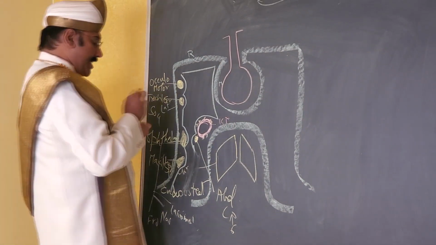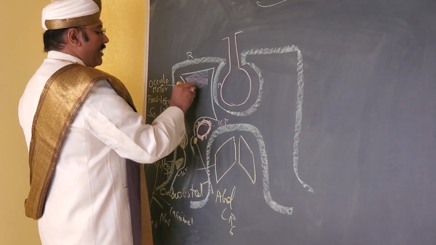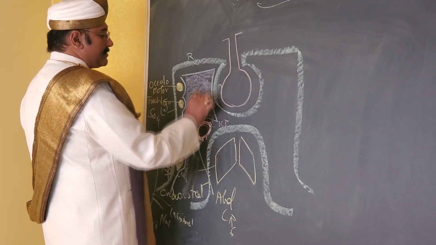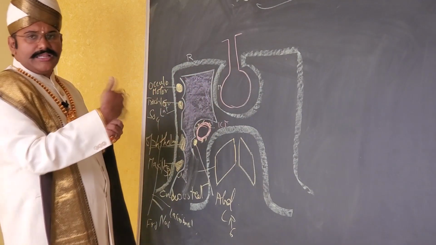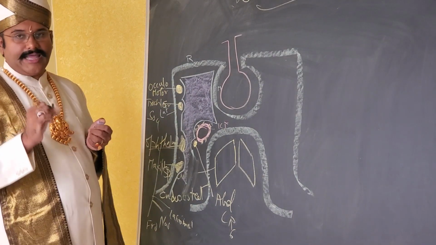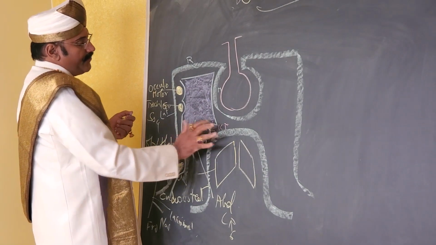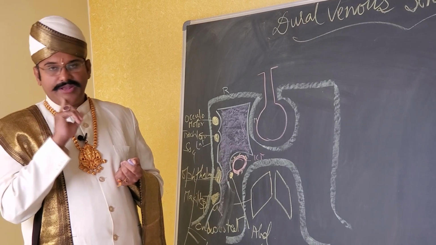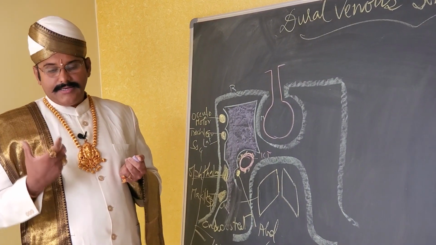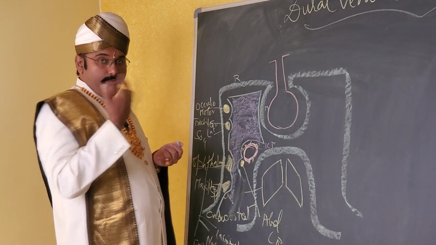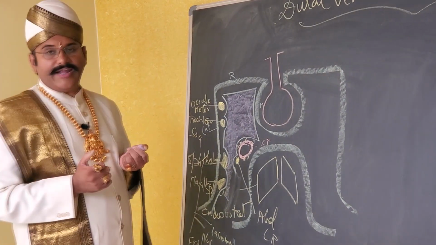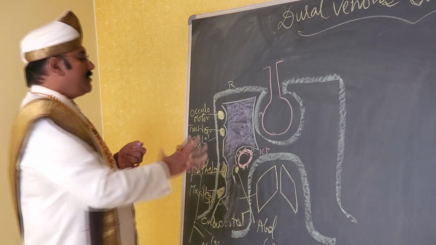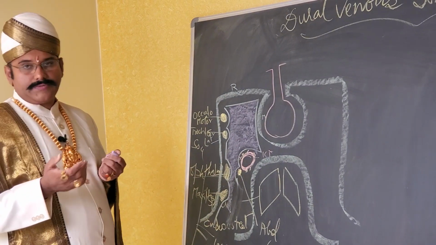So within the cavernous sinus, what do you have? You have the venous blood. The venous blood present in the cavernous sinus is expelled by the continuous pulsation of the internal carotid artery, by gravity, and by the movements of the head. So when you are moving your head, because of the movements of the head, the pulsations of the internal carotid artery, and gravity, the blood in the venous sinus is expelled out. Are you understanding?